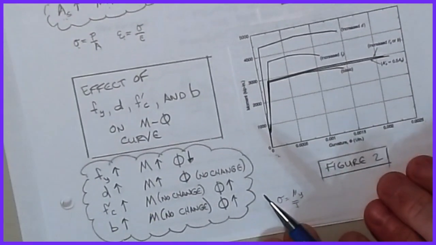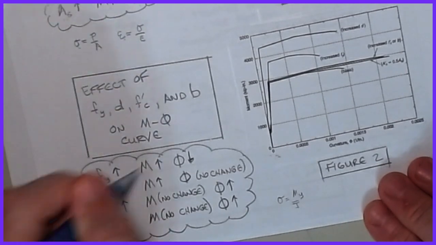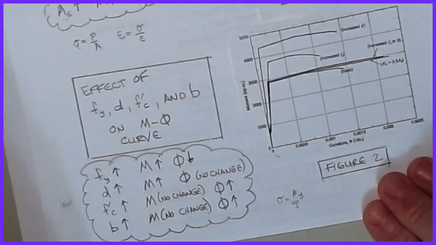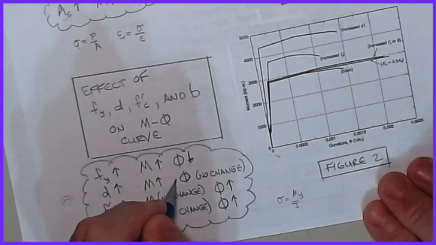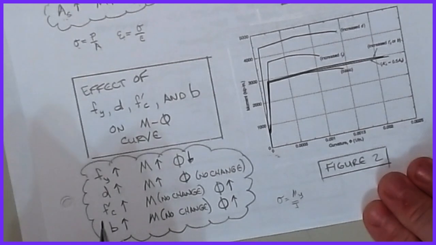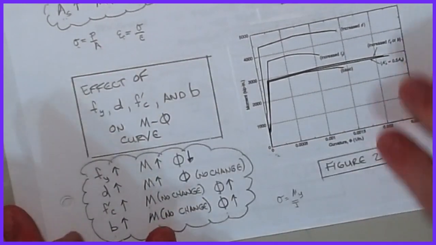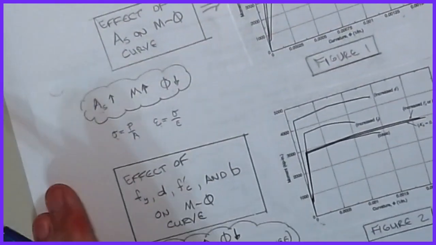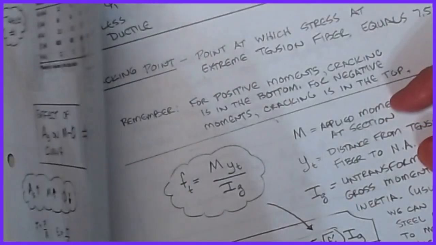So the basic relationships that come out of this general plot are that as I increase Fy, the moment goes up, but the curvature goes down. If I increase d, the moment goes up, with no real change in curvature. If I increase F prime c, no change in moment, but curvature goes up. If I increase b, no change in moment, curvature goes up. That's our general set of relationships between moment and the curvature diagram. It's an interesting little parametric study.